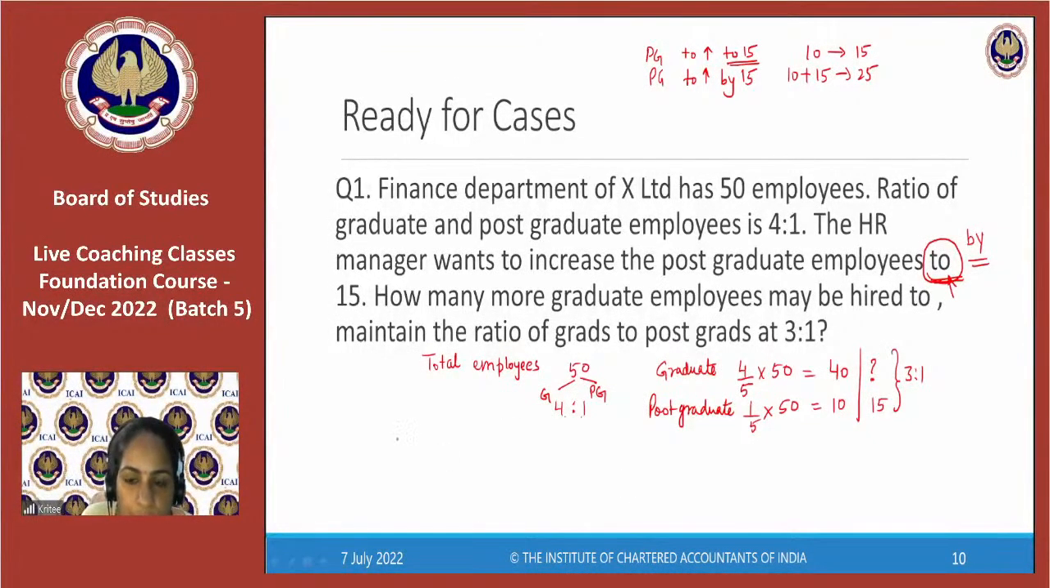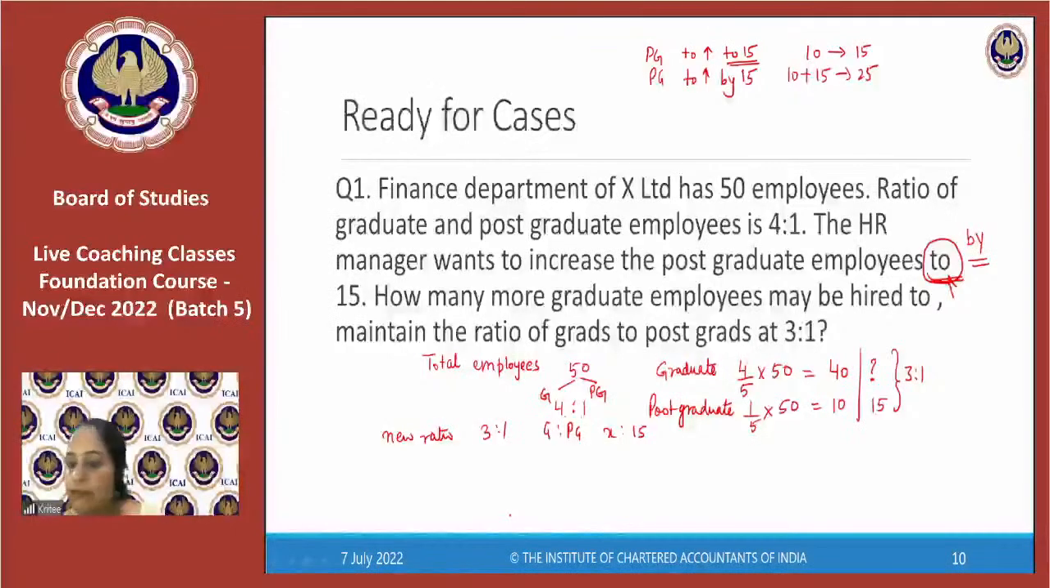So I will say the new ratio is 3:1, right? For graduate is to postgraduate. Again, X is to 15. Someone was asking me more questions for FMR. This is here. Factor, multiplier, ratio. So what will happen? 15 will be multiplied with 3/1 to get the new quantity, that is 45.